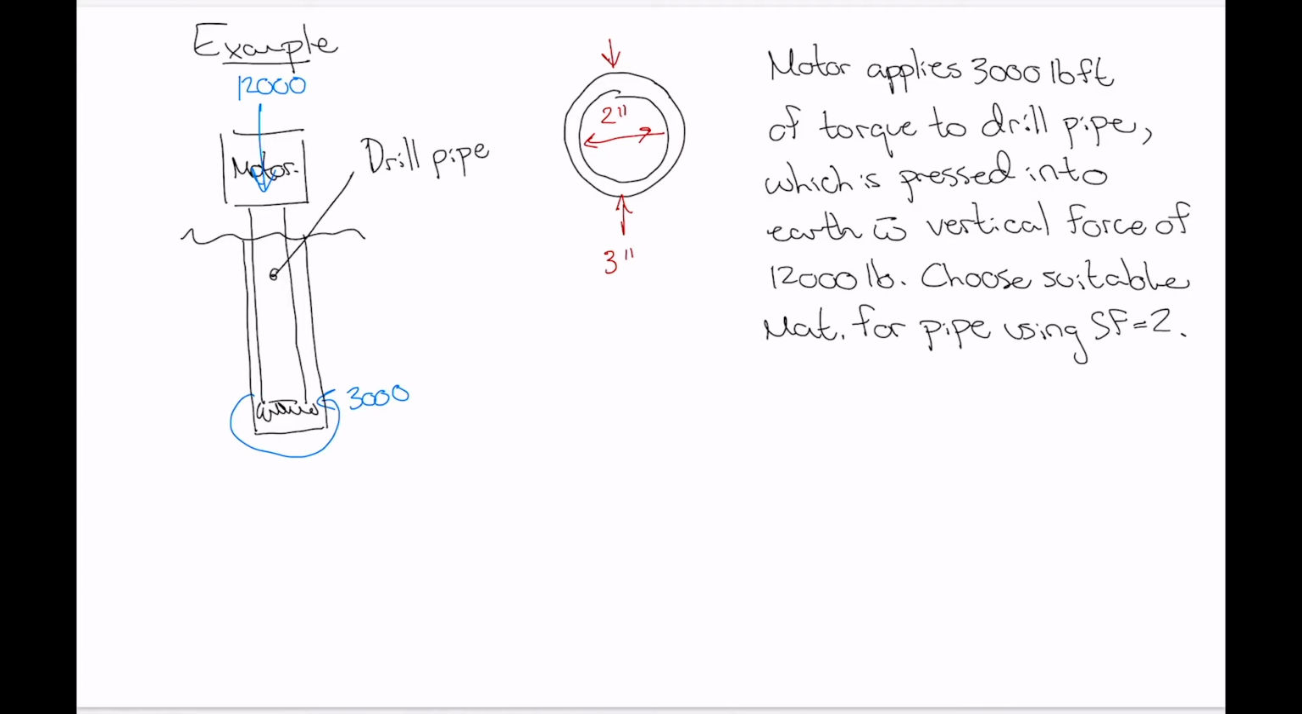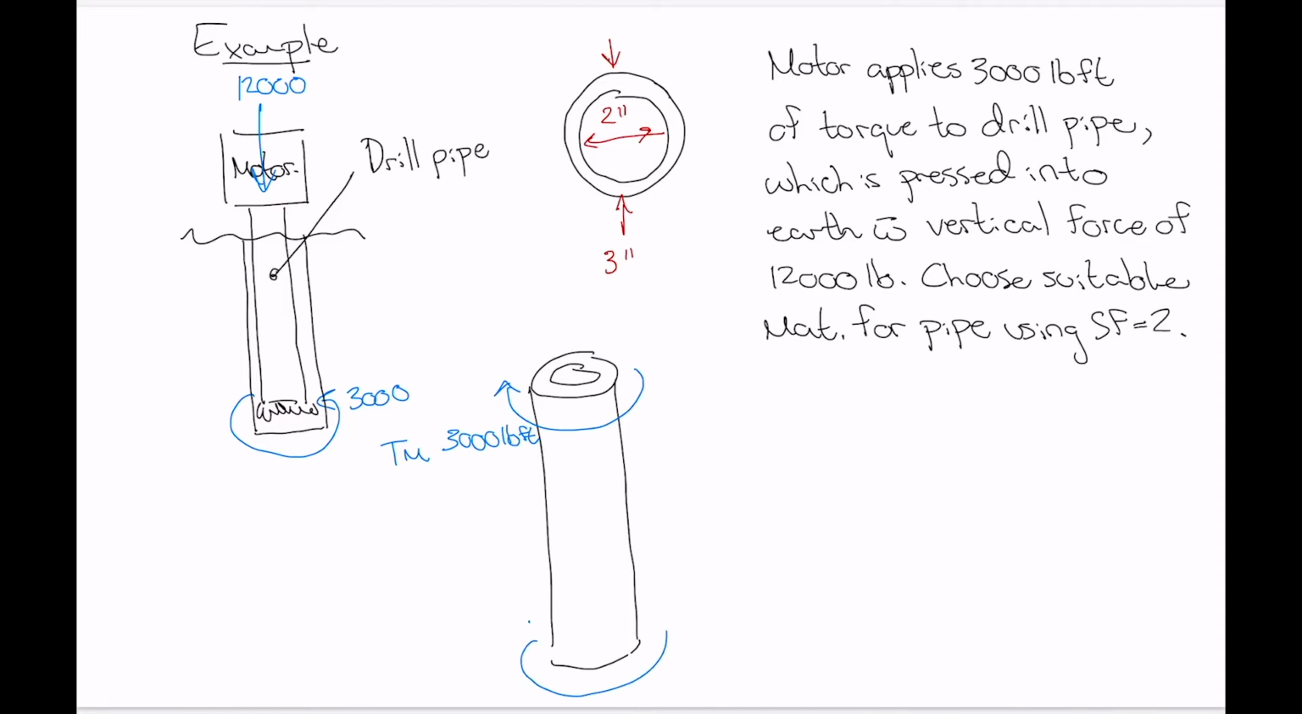So let's turn this terrible drawing that I've made into an actual free body diagram. Here's our pipe. We've got the motor applying some torque to the top, that's 3,000 pound-feet. This is torque from the motor. The bit at the bottom, if this is rotating at a constant rate, is applying an opposite and equal amount of torque. So TB for the bit equals TM from the motor.